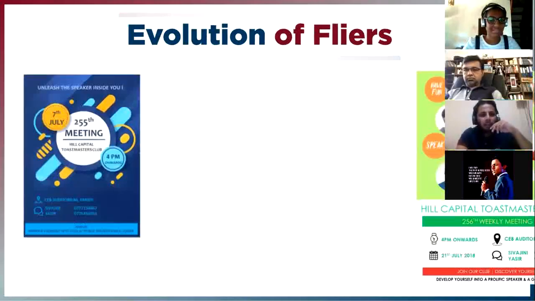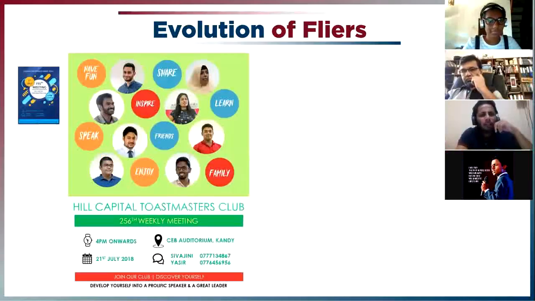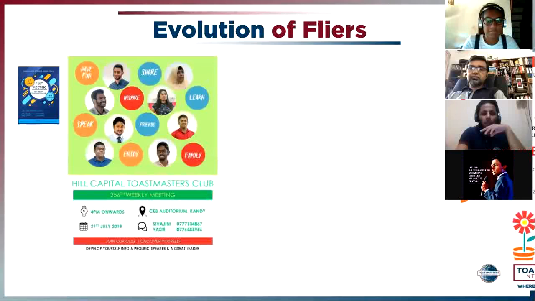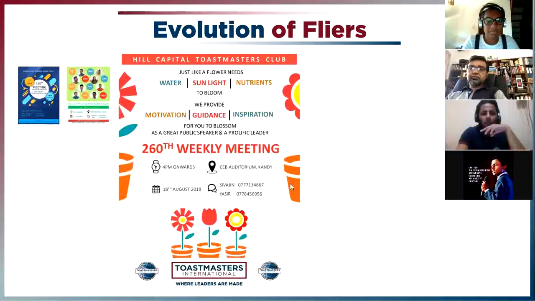And then this was, I think, the second flyer I did, a very mediocre one. I started using the pictures of the members of our club, you can see, and colors all messed up. There was no Toastmasters branding, nothing. I just did the flyer. And this was the third flyer where I wanted to give a message, something. I just attempted some design.